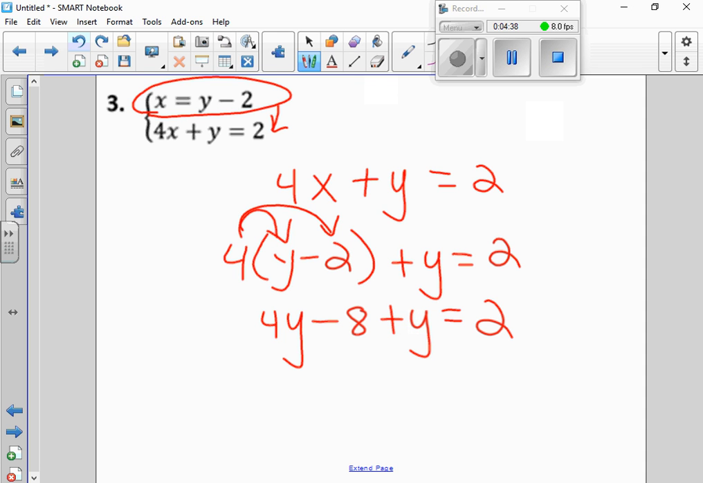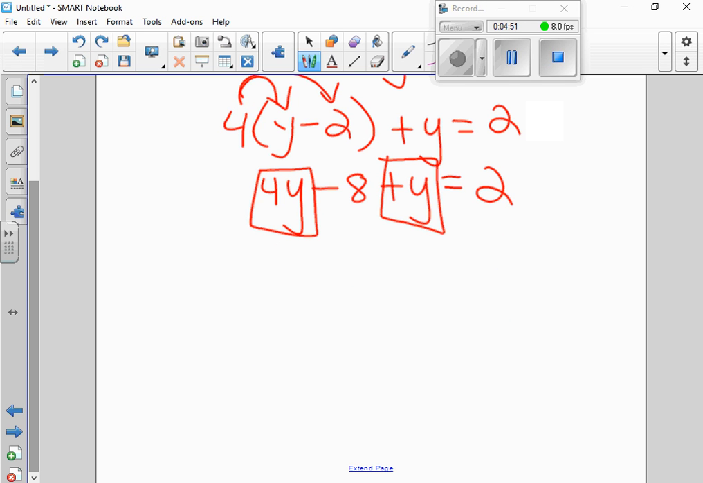After we distribute, you always check to see if you can combine like terms. We combine the 4y and the plus y. They're like terms, so you can combine them together. So 4y plus 1y is going to give me 5y. Everything else needs to drop because we did not do anything to it.